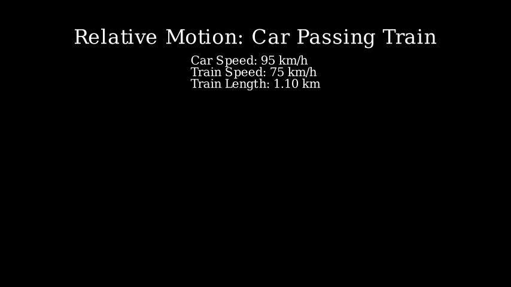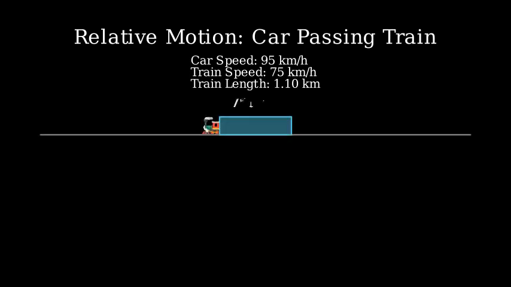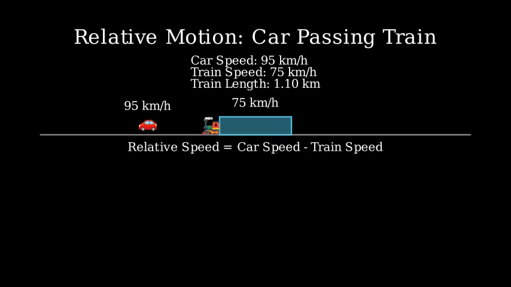Let's first consider the case where both vehicles are traveling in the same direction. Here's our train and here's our car. The train is moving at 75 kilometers per hour and the car is moving at 95 kilometers per hour. To solve this problem, we need to understand relative motion. The relative speed between the car and train is what matters here. That's how fast the car is catching up to the train. We can find this by subtracting the train's speed from the car's speed. 95 minus 75 equals 20 kilometers per hour.